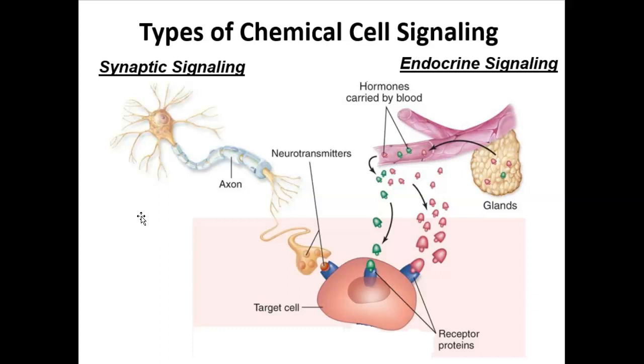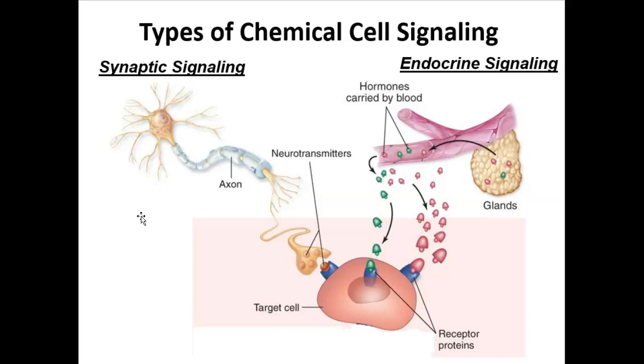In my mind, since these two cells, the neuron and the target cell, are so close to one another, it's very similar to paracrine signaling. But it's referred to as synaptic signaling anytime a neuron is involved. Again, the neurotransmitter diffuses away from the neuron across that synapse to reach the target cell.